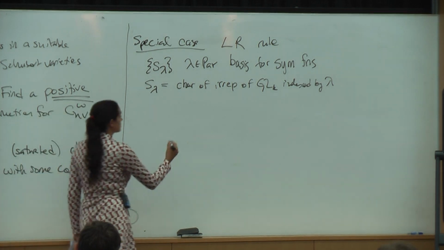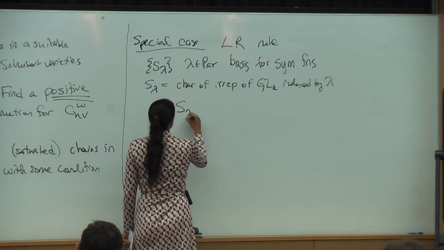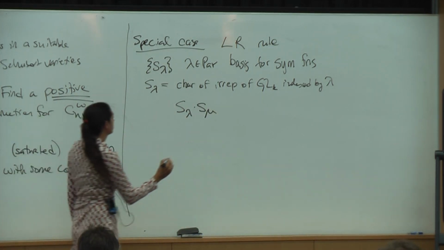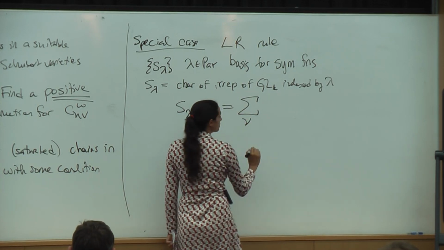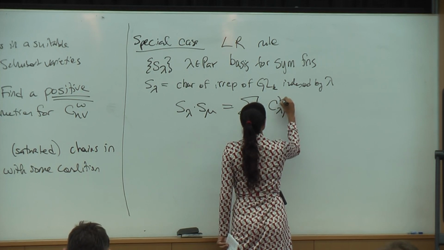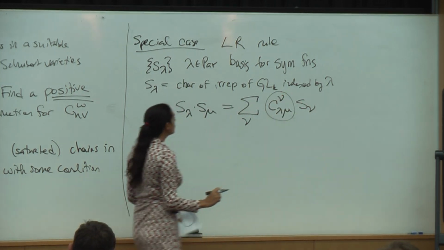So we can do things like expand other symmetric functions in terms of the Schur functions. A nice one to expand would be to take S_lambda, multiply it by S_mu, and now it's a basis, so that's going to be a symmetric function, so I can write it as the sum over all partitions nu of C^nu_{lambda mu} S_nu. And I want to know what those are.